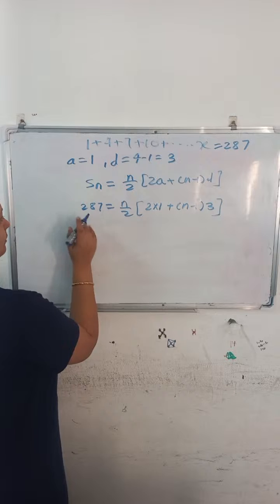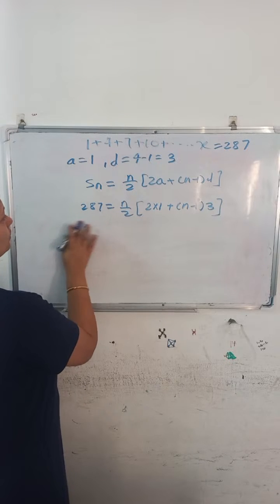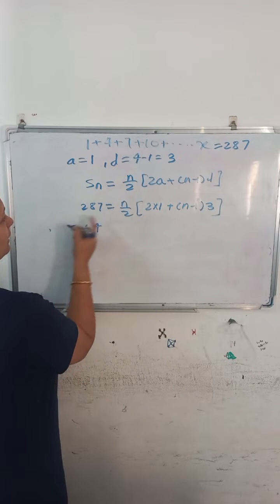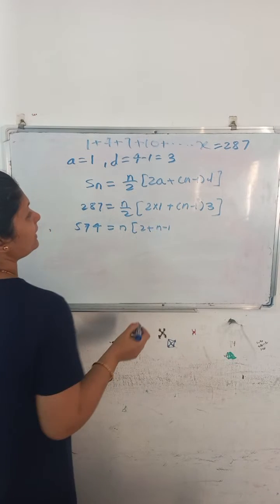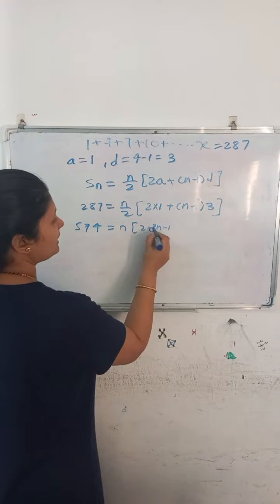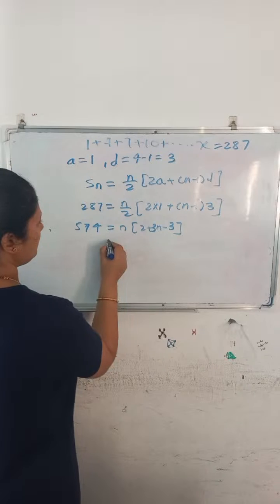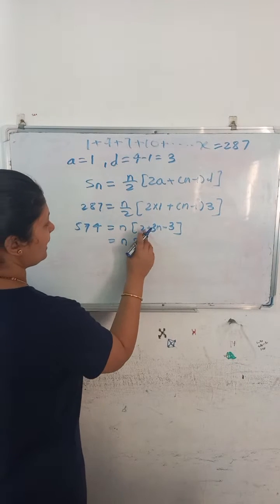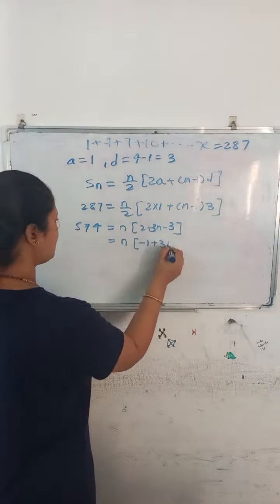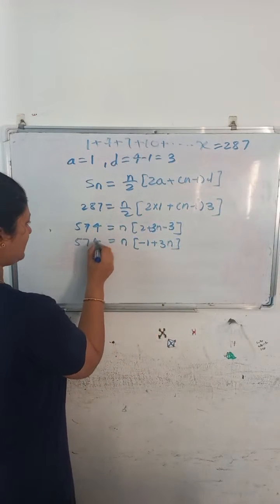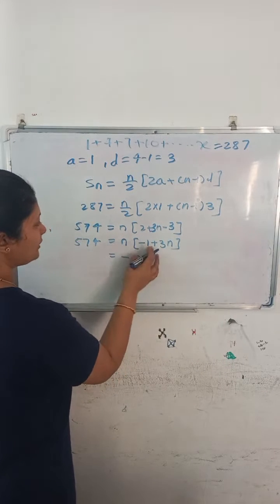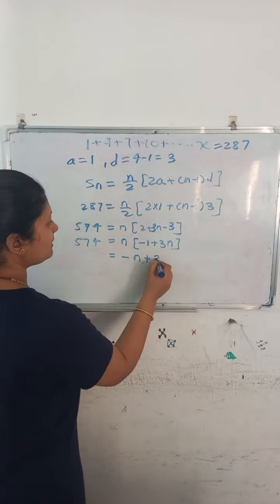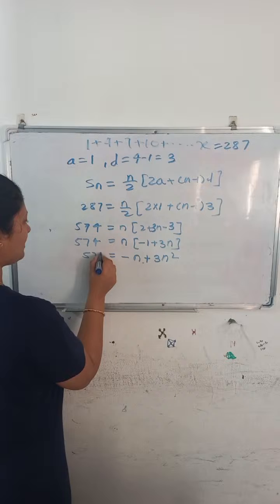Okay, so you can transpose this 2 over here. 7 2s are 14, so 574, and 2 plus (n minus 1) into 3. 3 also I'll multiply: 3 minus 3. So here n inside the bracket: 2 minus 3 is minus 1 plus 3n. So here 574. So multiply this n inside the bracket: minus 1 into n is minus n plus 3n square is nothing but 574.